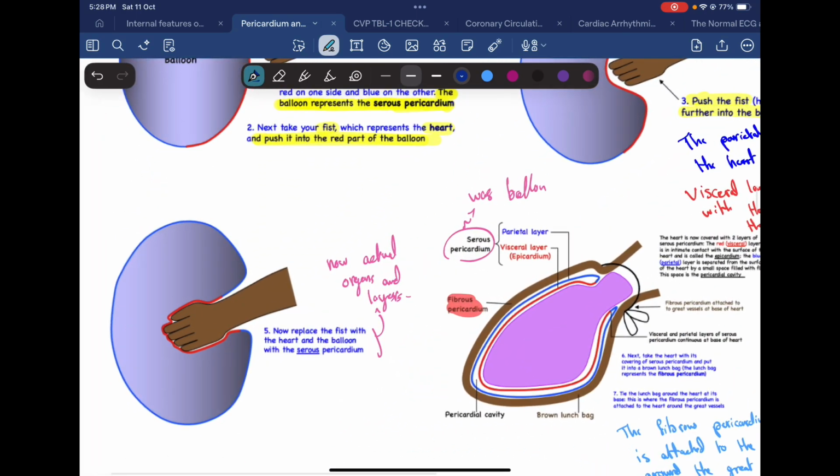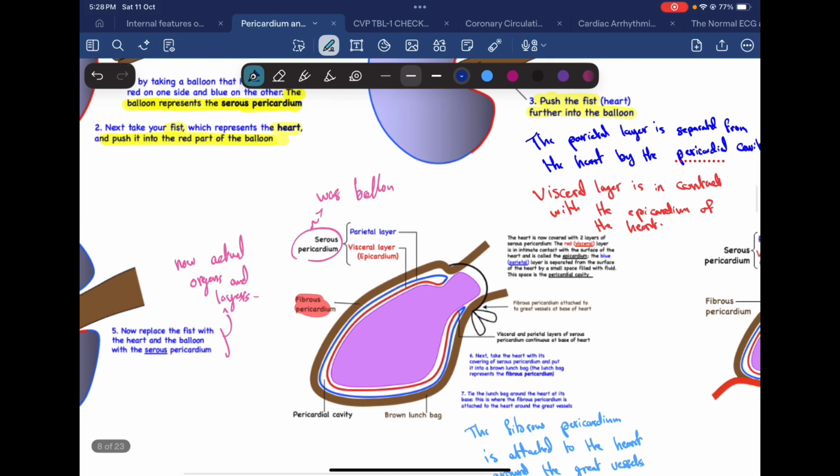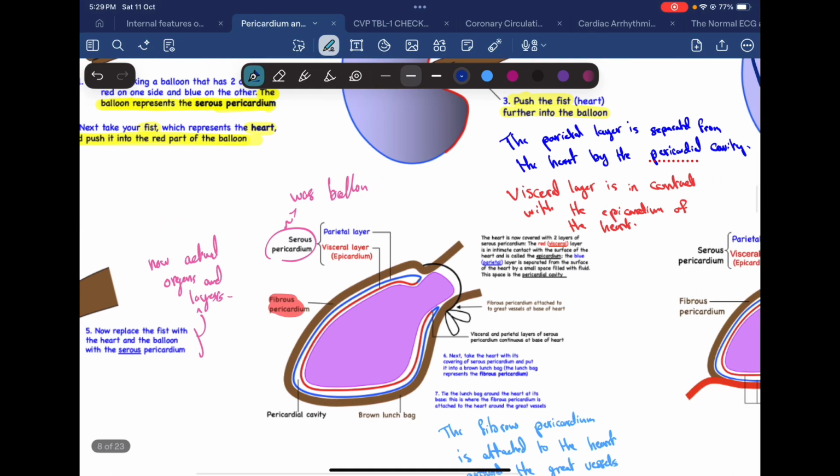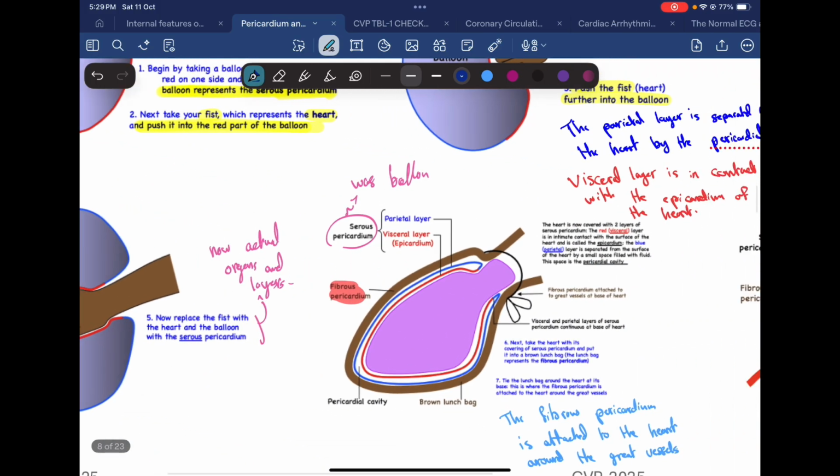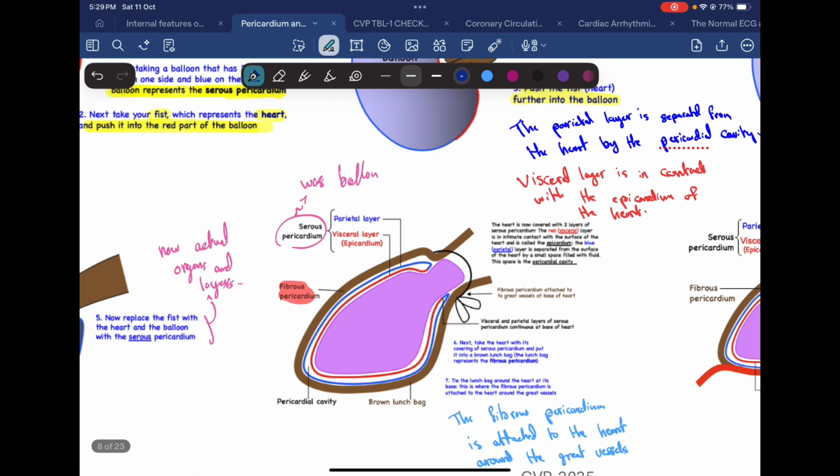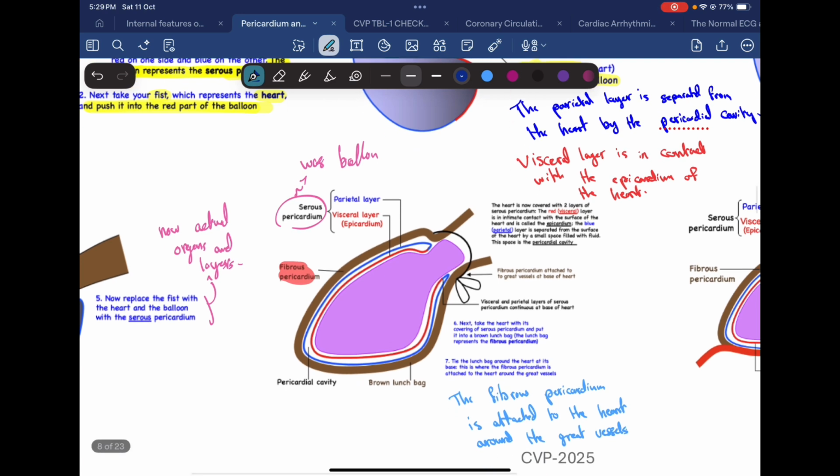Now, replace everything with the actual anatomy of the human heart. You're going to have a fibrous pericardium that was not in the balloon. Here they said it's a brown lunch bag. We don't need that. Just know that it's the fibrous pericardium. The fibrous pericardium is attached to the heart around the great vessels. So the great vessels are right here. They're attached to it there. That's where it's attached. It's not attached to the heart, it's attached there. So it's just like a bag that's attached above it, not on the heart directly.